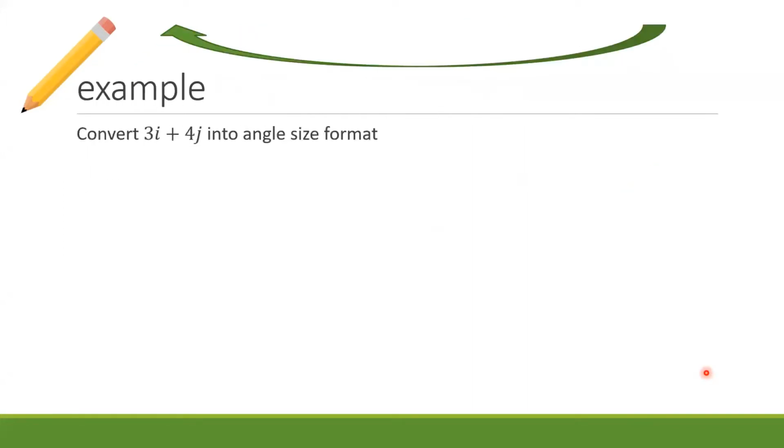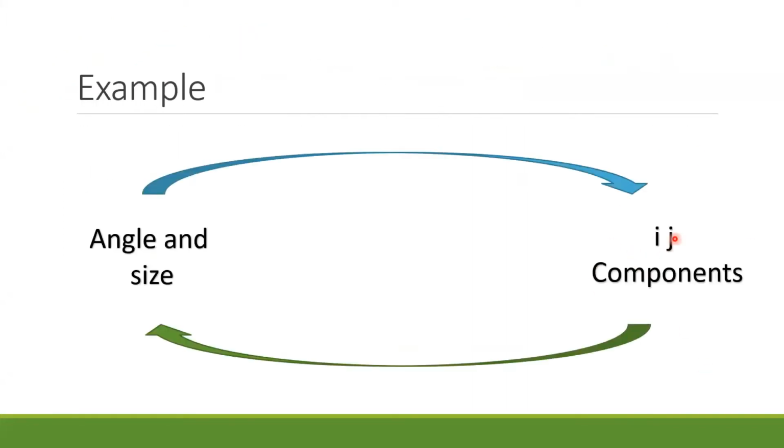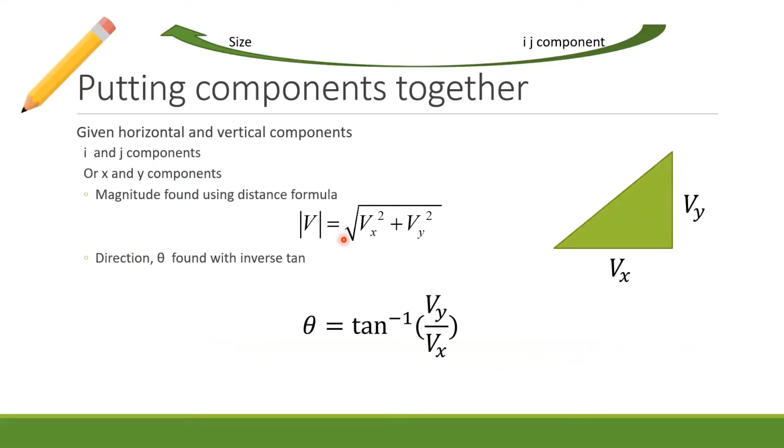Now, if I want to go from the IJ components back to an angle and a size, I'm going to use V of X squared plus V of Y squared and square root everything. Square the horizontal, square the vertical, and square root it. To find the angle, I need to go inverse tan of the vertical divided by the horizontal.